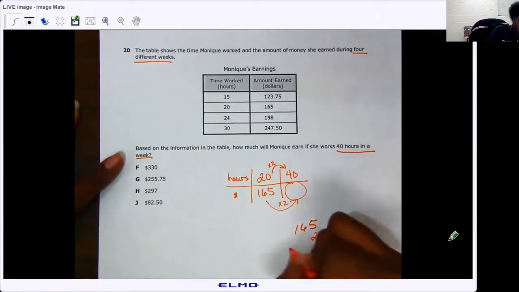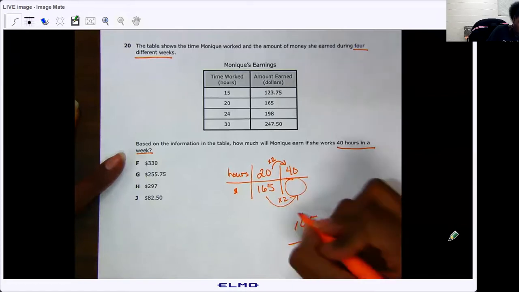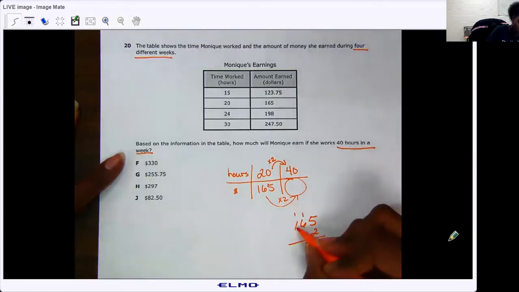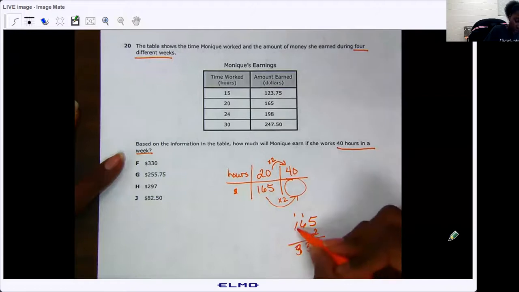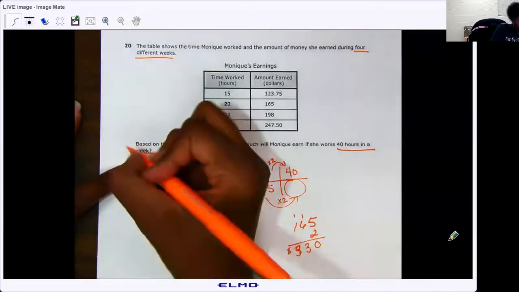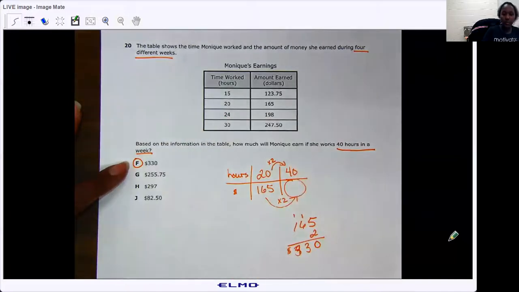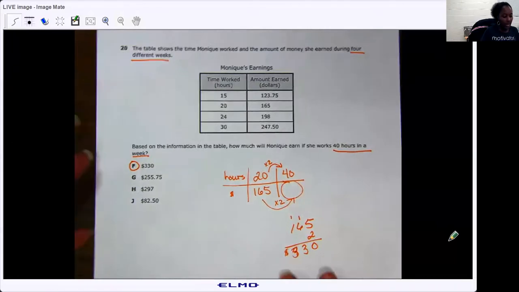165 times 2. So we have 2 times 5 is 10. 2 times 6 is 12 plus 1 is 13. 2 times 1 is 2 plus 1 is 3. $330. And I do see that as an answer choice. Finding a relationship between what you're looking for is a good way to solve these types of problems. Okay, let's look at the next one.